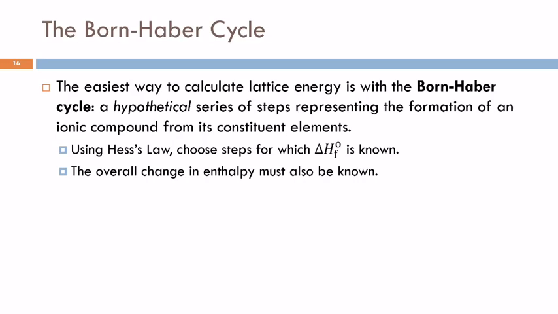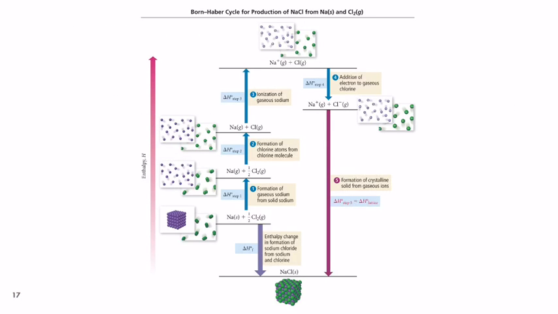It's just the difference between the beginning and the ending. And so we're going to use steps that we know the energy change for, and we can add them all up. So we're going to use steps where we know the standard heat of formation, and then we also need to know the overall change in enthalpy from the elements to the final ionic compound. That's pretty easy to measure. You can do it with a bomb calorimeter or something like that. So here's an illustration.